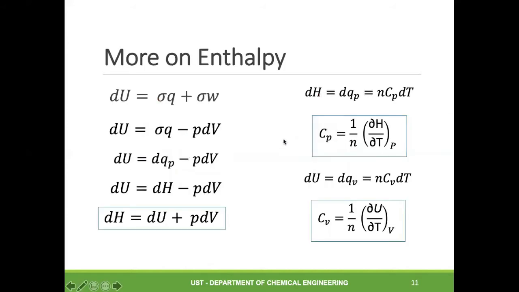Now, more on enthalpy. So, enthalpy is another state function. So, you know that dH is equal to dU plus PdV. Now, take note, for constant pressure, dH is equal to dQp and Cp delta T. So, the heat capacity at constant pressure is related to change in enthalpy over temperature at constant P. Whereas constant volume or isochoric, Cv could be related with delta U over delta T at constant V.